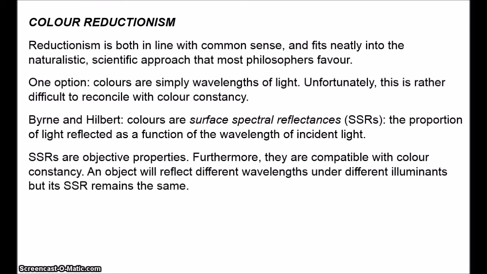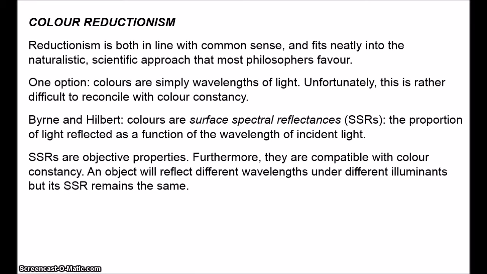If you take a lemon and put it under different illuminants, it will reflect different wavelengths, but its surface spectral reflectance remains the same because the spectral reflectance is defined for all wavelengths. So this is the kind of property that we're looking for. We wanted something that is compatible with colour constancy, with the way that colours remain the same under different illuminants, and surface spectral reflectances provide just that. Recall also that one of the points we made in the first video was that two things can have very different colours despite significant physical similarities. Emeralds and rubies were the example I gave.